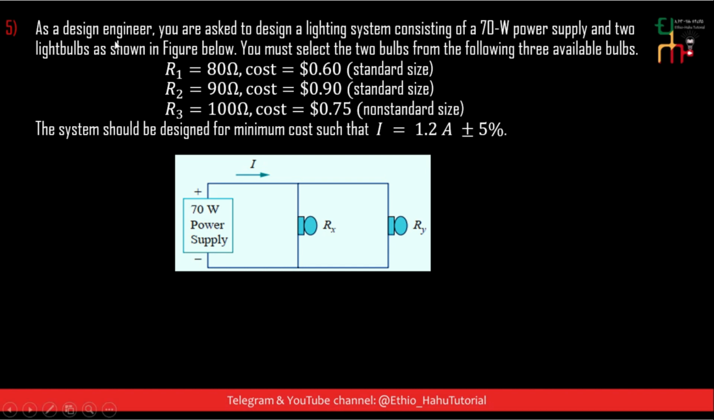ስለዚህ R1 80 ohm with this cost ተሰጥቶናል። R2 90 ohm with this cost and R3 100 ohm with this cost ተሰጥቶናል። The system should be designed for minimum cost such that the current I is equals to 1.2 ampere plus 5% tolerance. ስለዚህ ጥያቄው የሚለን ምንድነው?